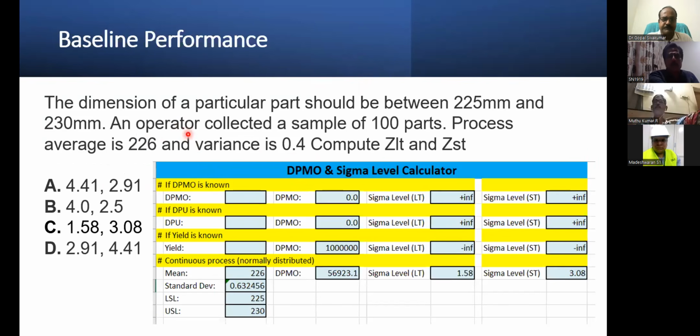Now, this is another question. The dimension of a particular part should be between 225 and 230. That means 225 is your LSL, 230 is your USL. An operator collected a sample of 100 parts and he found that the process average is 226, process variance is 0.4, and you are asked to compute ZLT and ZST.